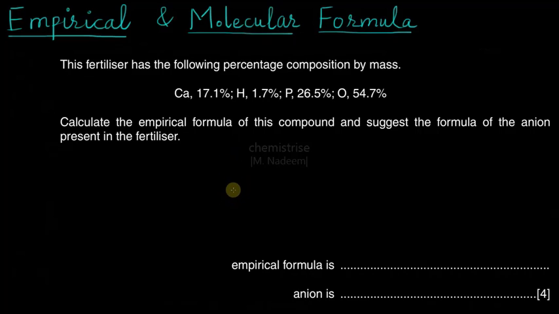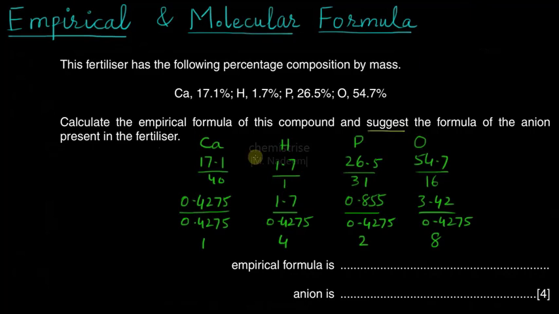Let's see another question in which we got calcium, hydrogen, phosphorus and oxygen. And we have to find the empirical formula of this compound and we have to suggest the formula of the anion. Let's make the calculations. So first of all, we divided these percentages with the atomic masses of the elements, and then we have divided by the smallest number to get the empirical formula, that is CaH4P2O8.